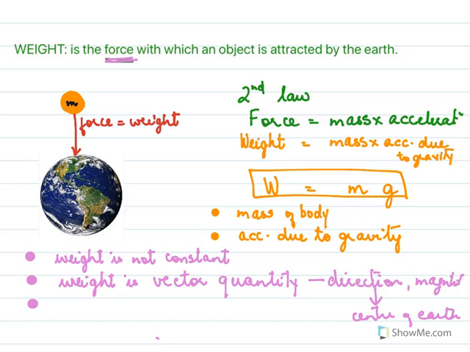And then we know the SI unit of weight. The SI unit of weight will be just like that of force, because weight is force. So the SI unit is Newton, and we write it as N.